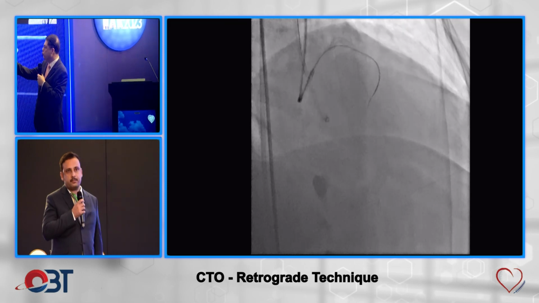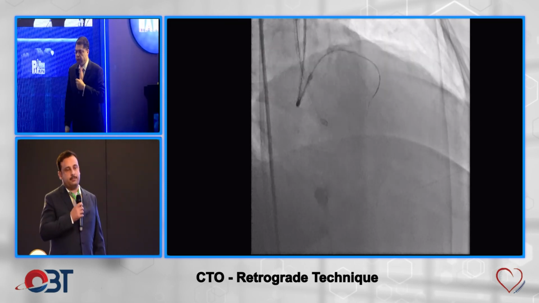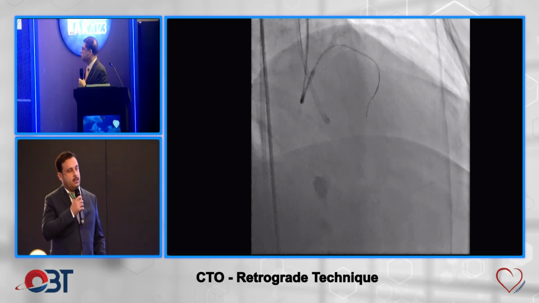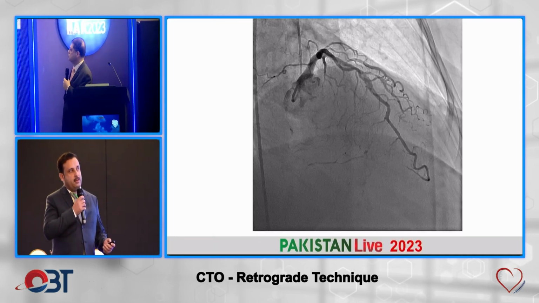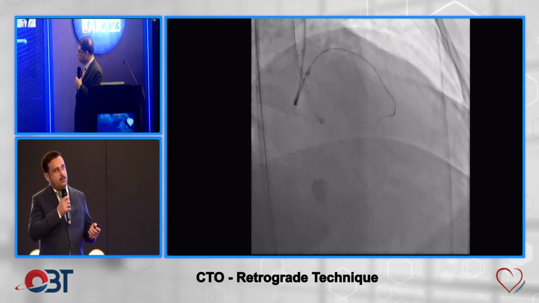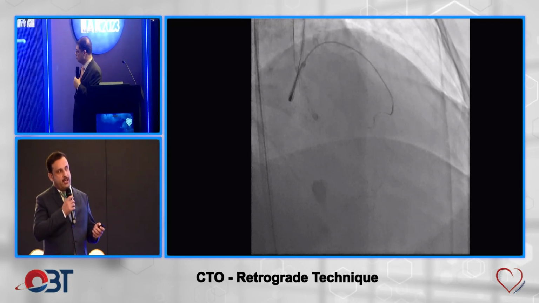And which wire are you using in this? It is a 203 wire. Now again, it is not successful. So what we did, we are trying the third septal. So again, the same two techniques are being tried.